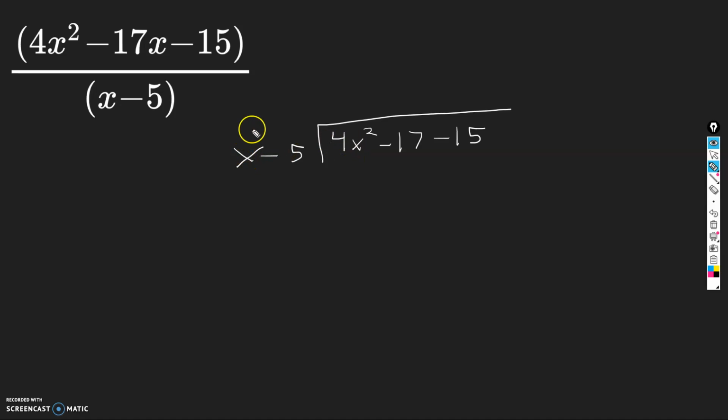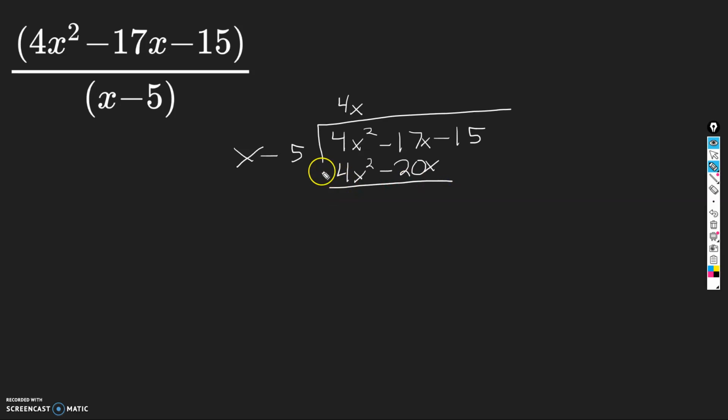Well, let's break it down. x goes into 4x 4 times. x goes into x squared x times. Now if we notice, 4x times x is 4x squared, perfect, because we want that to cancel out. 4x times negative 5 is going to be negative 20x. Oops, I forgot the 17x up here.